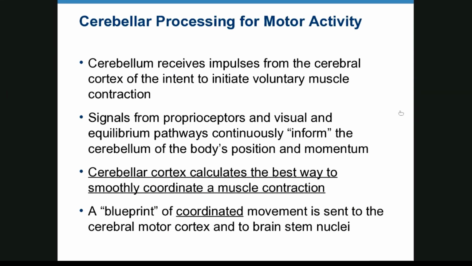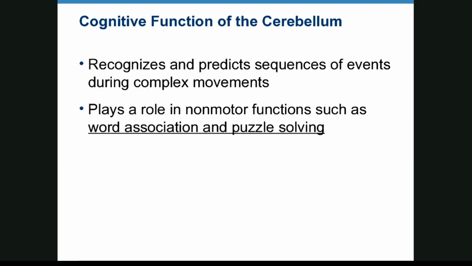Now, the cerebellum is important for processing of voluntary motor activity, fine-tunes, and basically gives your cerebral cortex a finely tuned plan for organizing muscle contraction. Maybe some cognitive function involved in the cerebellum, word association and puzzle solving, and also recognizing patterns and sequence of events.